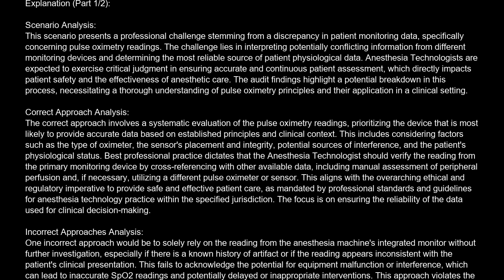Incorrect approaches analysis. One incorrect approach would be to solely rely on the reading from the anesthesia machine's integrated monitor without further investigation, especially if there is a known history of artifact or if the reading appears inconsistent with the patient's clinical presentation. This fails to acknowledge the potential for equipment malfunction or interference, which can lead to inaccurate SpO2 readings and potentially delayed or inappropriate interventions. This approach violates the principle of diligent patient monitoring and could be considered a breach of professional responsibility.